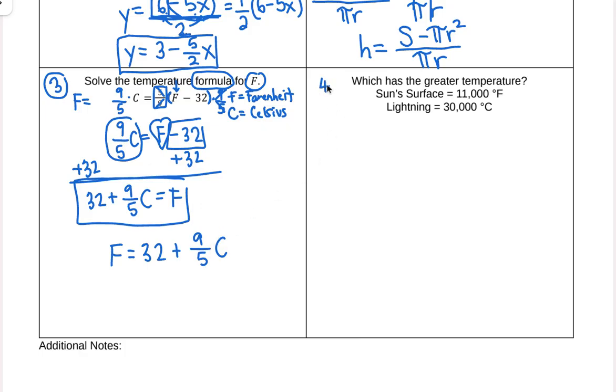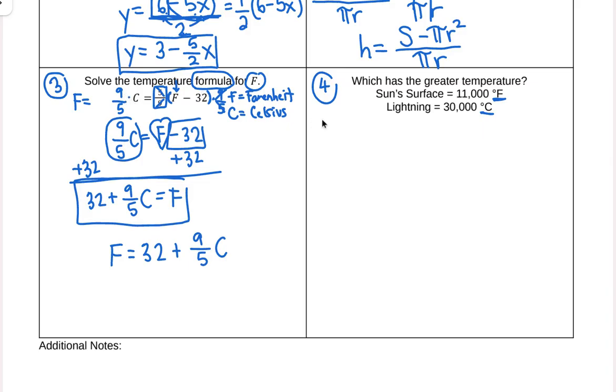Okay, so let's use this formula now to answer the question of which has the greater temperature, the sun's surface at 11,000 degrees Fahrenheit or lightning at 30,000 degrees Celsius. So again, these units right here mean we can't compare these numbers yet, because we can't just say lightning has a greater temperature because the units are not the same. It's like comparing inches and feet, right? You have to put them into the same unit before you make a comparison. So we have to figure out which one do we want to convert? Do you want to convert this one into Celsius, or do you want to convert this one into Fahrenheit?